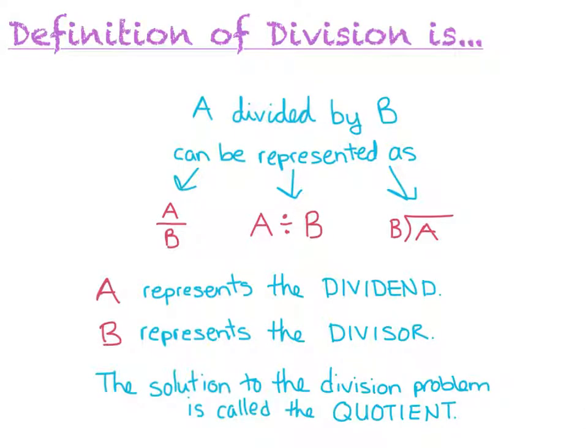The definition of division is A divided by B, which also can be represented as A over B, A divided by B, or A divided by B, like this. A represents the dividend in any of these equations, and B represents the divisor in any of the equations, and the solution to the division problem is called the quotient.